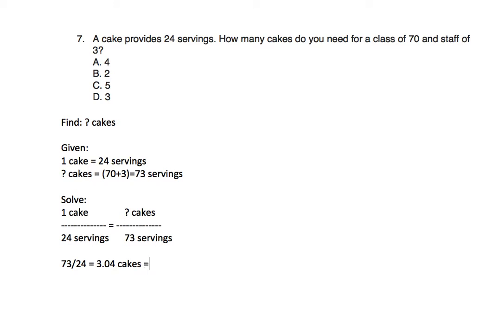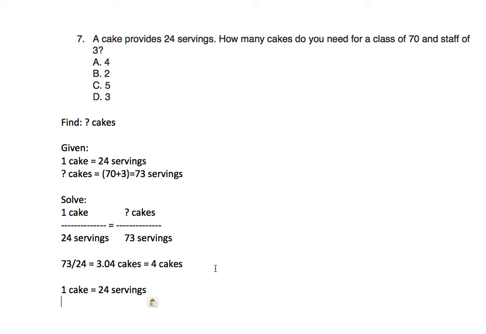So you would have to actually have 4 cakes in this case. Even though 3.04 definitely would round down to 3, you'd be 1 slice short if you only got 3 cakes. So the correct answer to this is 4 cakes. And because of that, in this kind of question, there's a way to do it that makes more sense. If we go back up to 1 cake equals 24 servings.